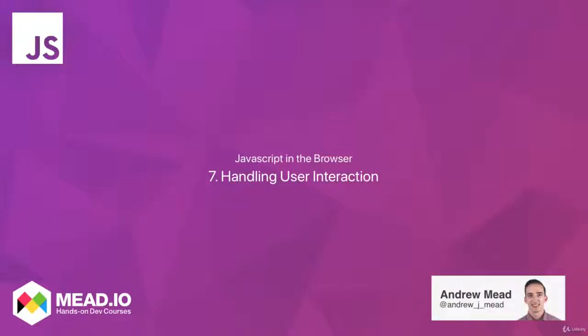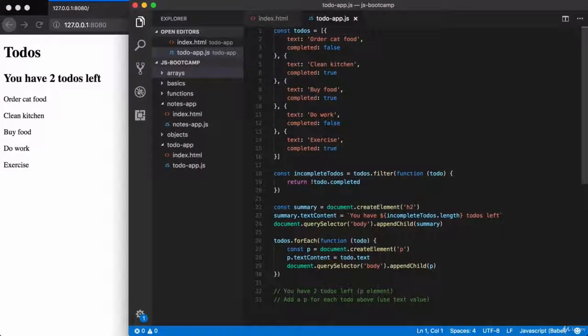Welcome back. In this video, we're finally going to cover user interaction. So if someone clicks a button or types a new search string in the search field, we should be able to do something in JavaScript based off of that.